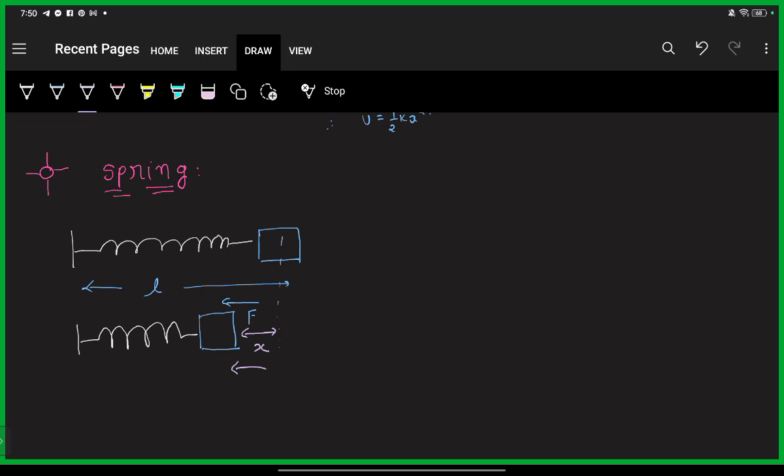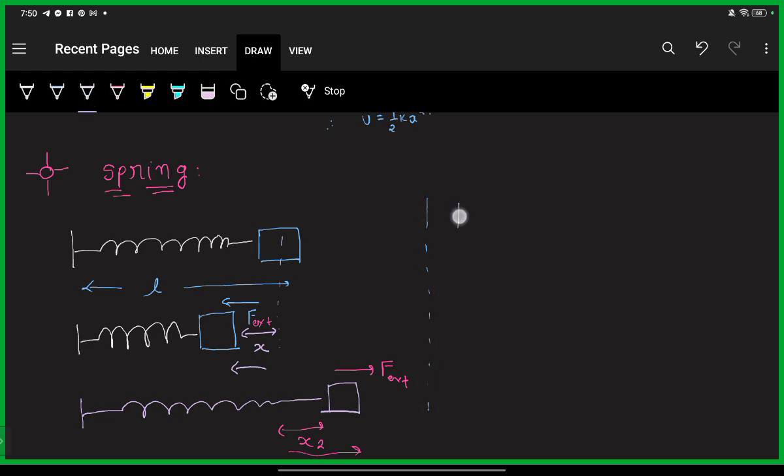Now when we are compressing this spring, not stretching it, sorry. When we compress the spring, that means we are applying the force in this direction. And here the displacement is, let's say, x2, which is also in this direction, right? This is the external force. Do you think there is any other force involved in this phenomenon?